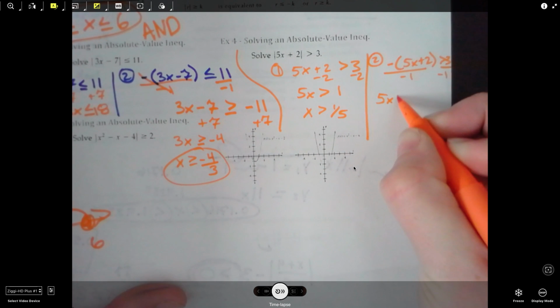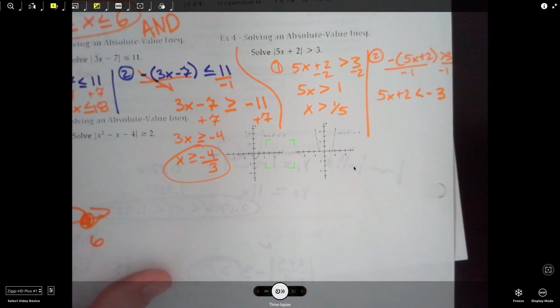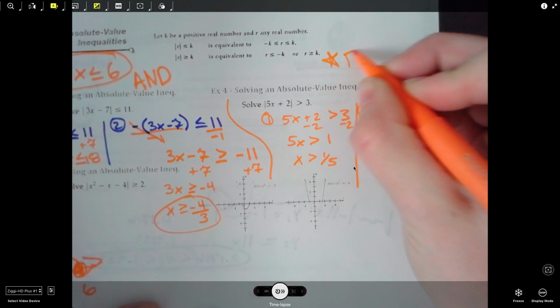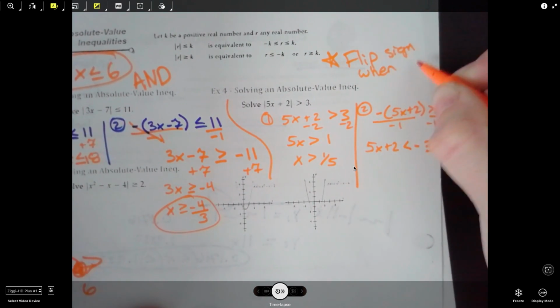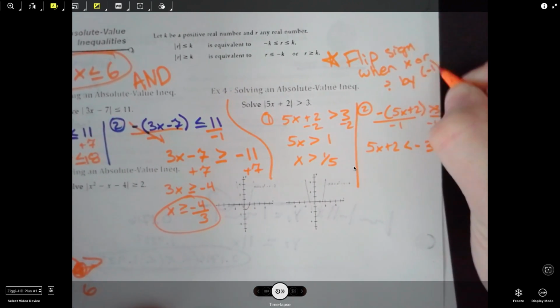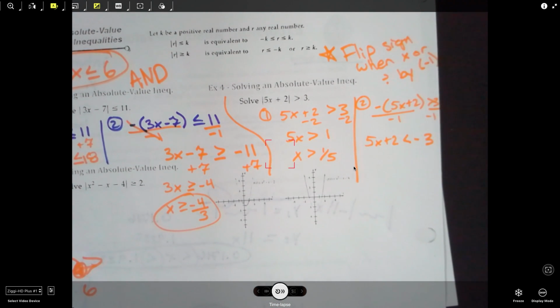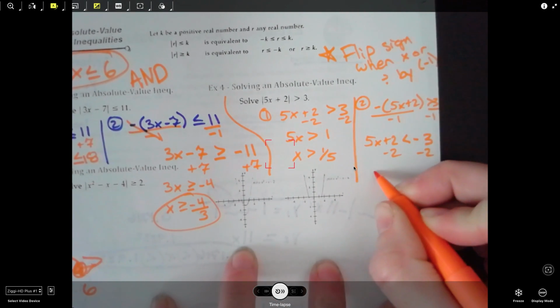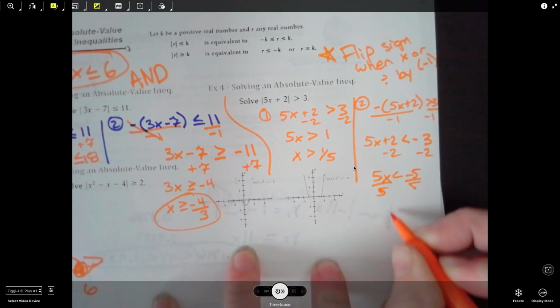5x plus 2 is less than negative 3 now, because we flipped the sign. Maybe I should put a little star up here. Flip the sign when you multiply or divide by negative 1, or just a negative in general. It doesn't have to be negative 1, it can be negative 2, whatever you want. Okay? Flip the sign. Now, subtract the 2. 5x is less than negative 5, and divide by 5. X is less than negative 1.